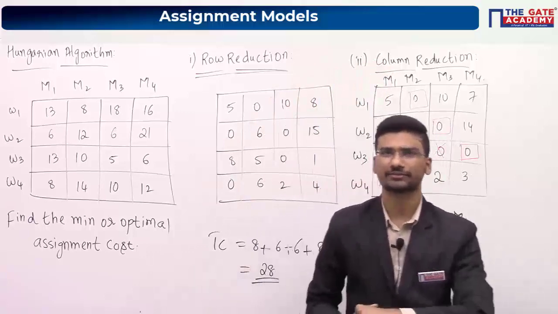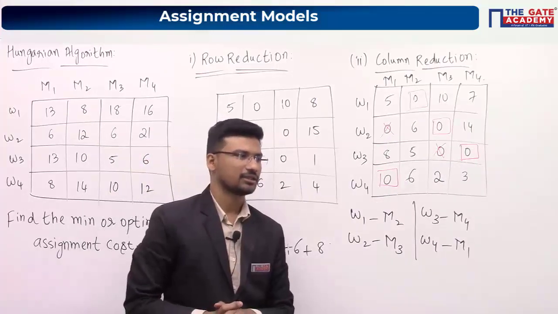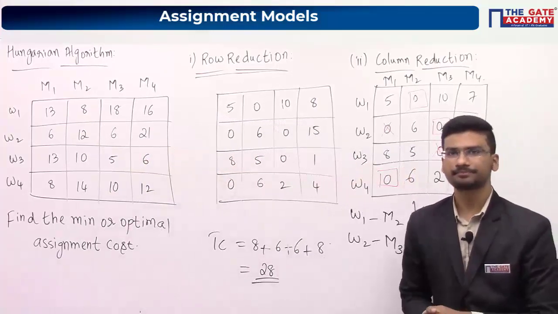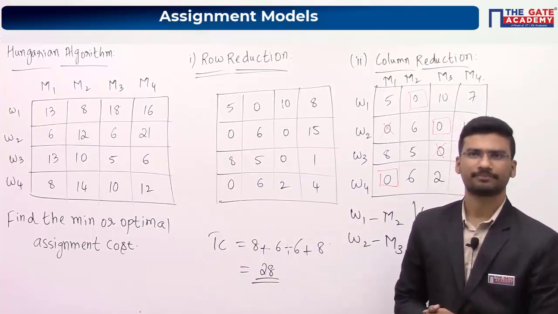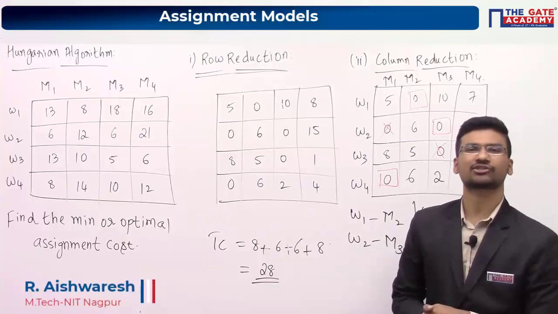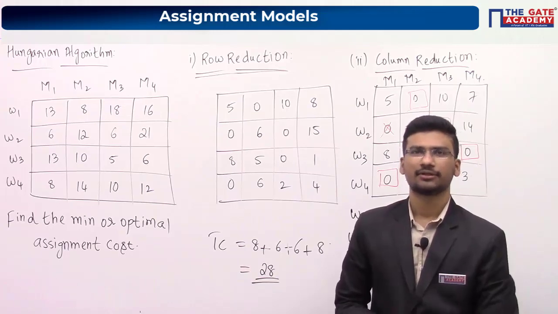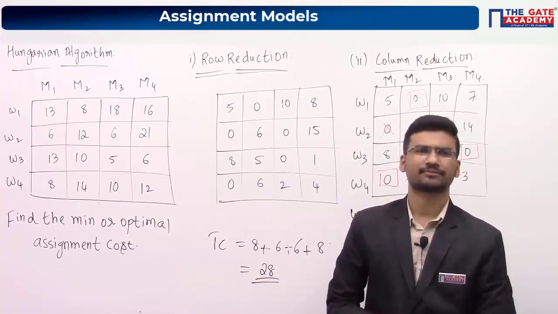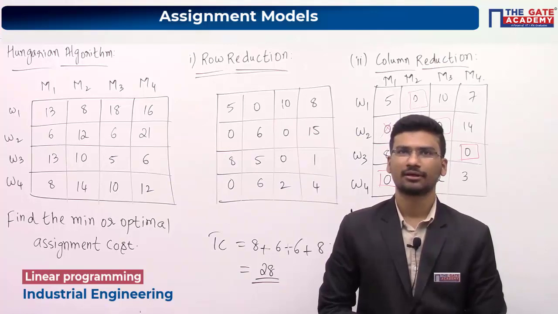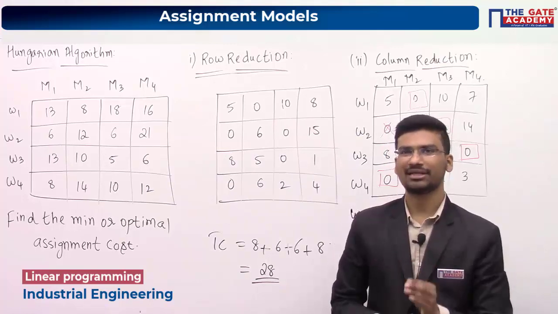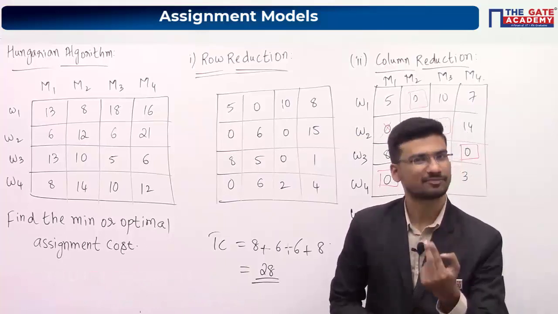Column reduction. Take the minimum element from each column and subtract it from all other elements in the respective columns.